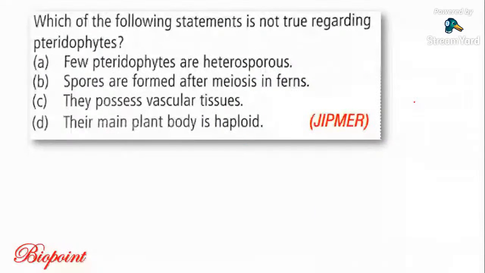Next question. Which of the following statements is not true regarding pteridophytes? Few pteridophytes are heterosporous. Spores are formed after meiosis in ferns. They possess vascular tissues. Their main plant body is haploid. Previous year JIPMER question.